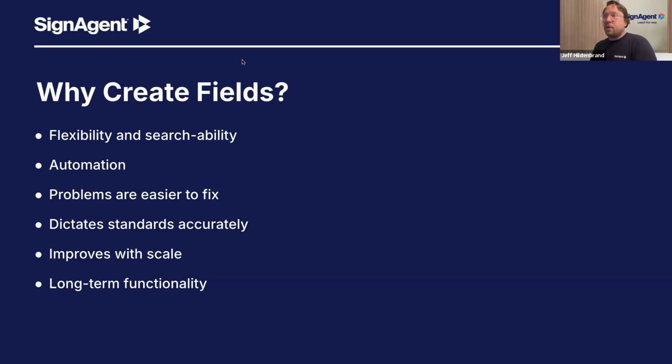Fields also assist in automation with generating templated artwork and the automatic artwork generation that SignAgent has built into it. We also find that problems are a lot easier to fix. Say, for example, you're looking to find a spelling mistake, it's easier to change a spelling mistake on one field than it is when you're affecting the entire layout of a sign. It also helps you dictate the standards that you've been given by your clients, or given to your designers, as accurately as possible, right? So we're breaking it down into those core components.